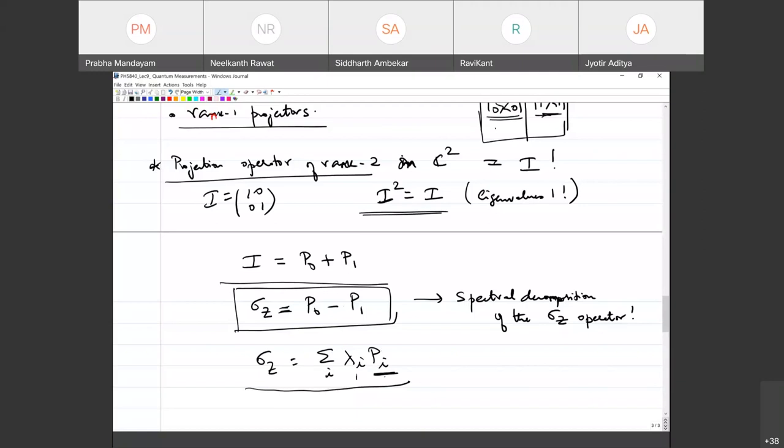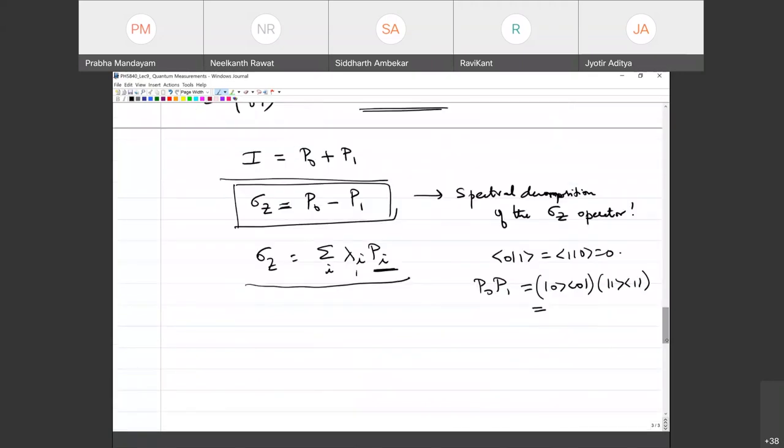And they are indeed orthogonal because <0|1> and <1|0> are 0. So if I do P0 times P1, what do I get? |0><0|1><1|, so what is this? 0. Indeed. Similarly, you can check that the other order is also 0. So this is what makes it a pair of orthogonal projectors.